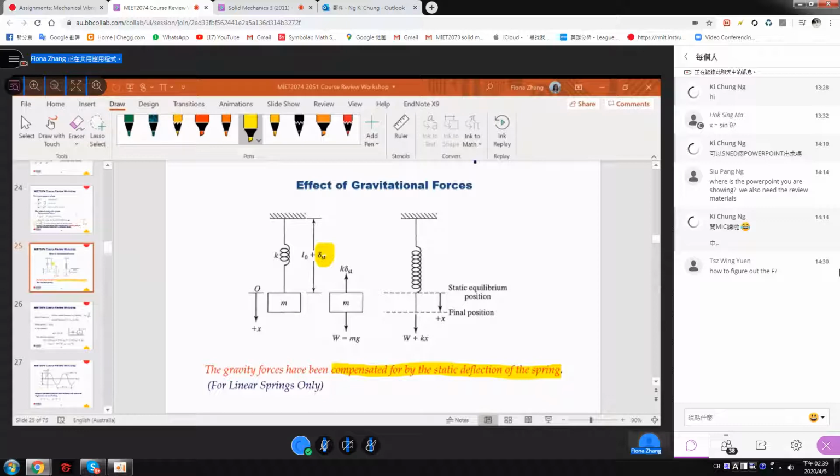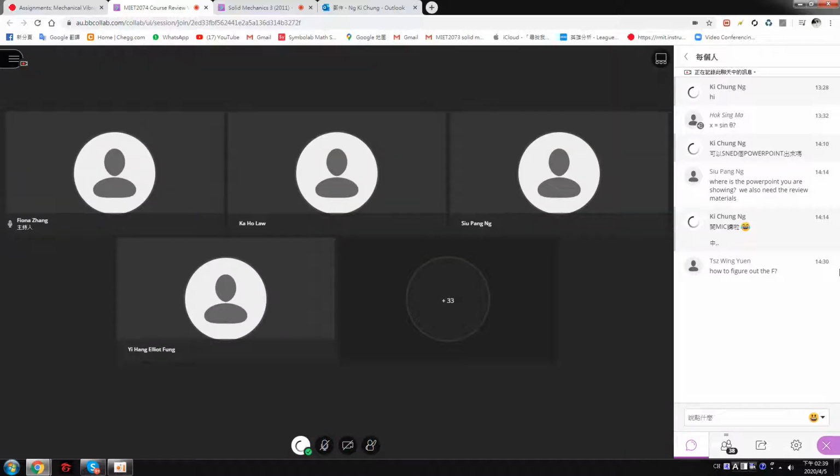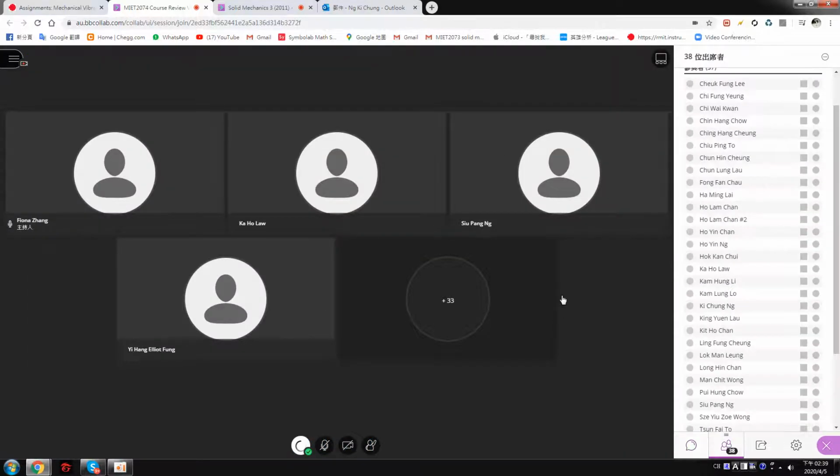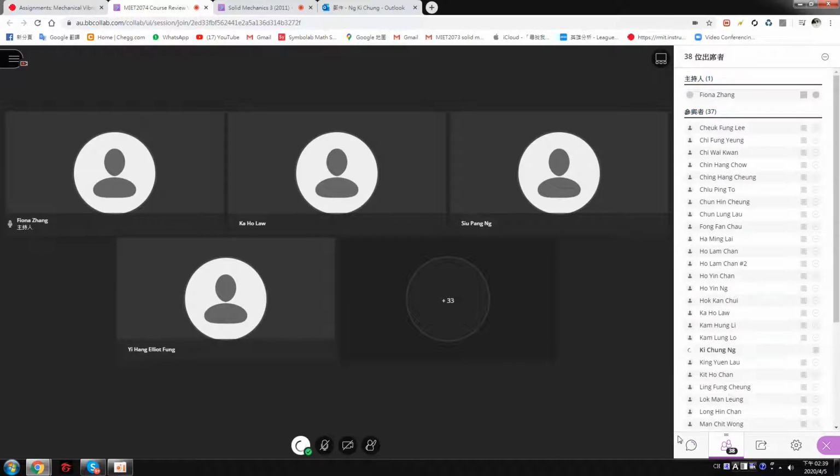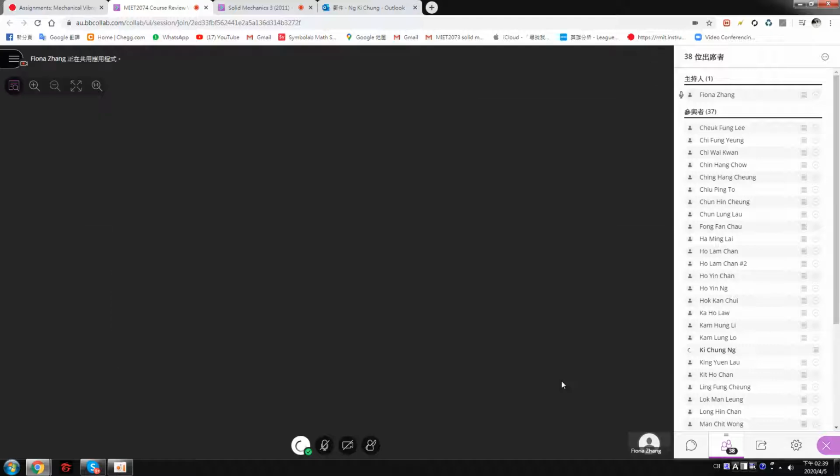Right, but this actually is important when you formulate the problem. If you don't know, you can go take a look. The more detailed explanation is on the learning guide, but not this one. Right, so the learning guide.